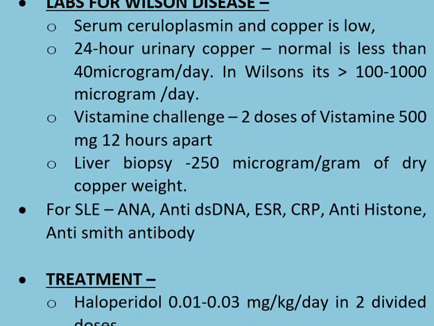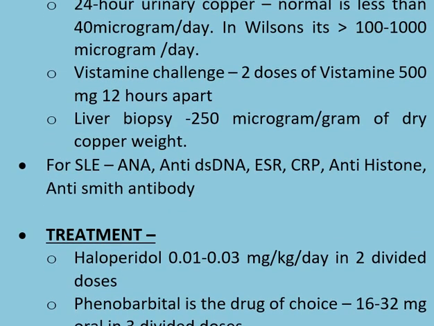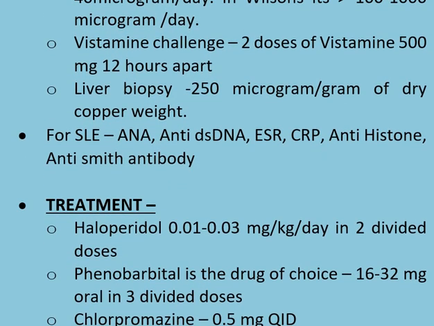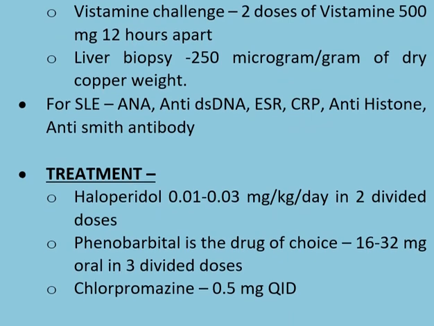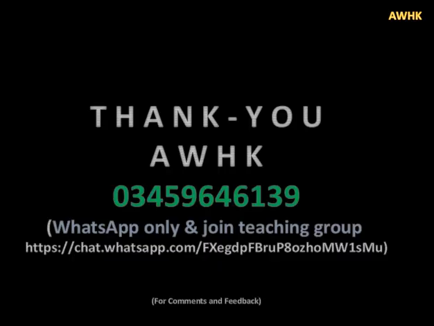Treatment is haloperidol 0.01 to 0.03 mg per kg per day in 2 divided doses. Phenobarbital is a drug of choice, 16 to 32 milligram oral in 3 divided doses. Chlorpromazine 0.5 mg QID. So these are the drugs, and you can check the doses again. Always check the doses.